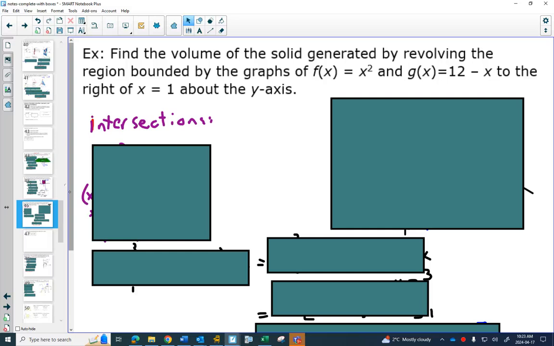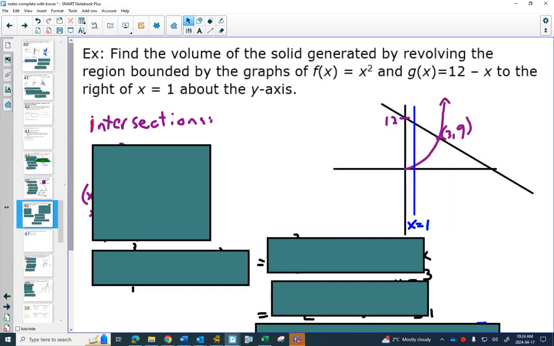So find the volume of the solid generated by revolving the region bounded by the graph of x squared, 12 minus x, to the right of x equals 1 and the y-axis. So again, we draw our x squared. We draw the line 12 minus x. They happen to intersect at 3, 9. We draw the line x equals 1.